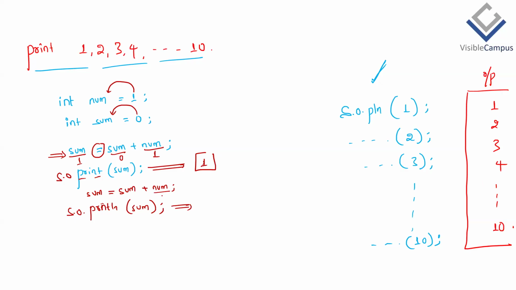What is the num value? 1 only, no change. 1. What is the sum value? So here it is 1. Latest value is 1. Then what's the result? 2. Therefore, what's output? 2.